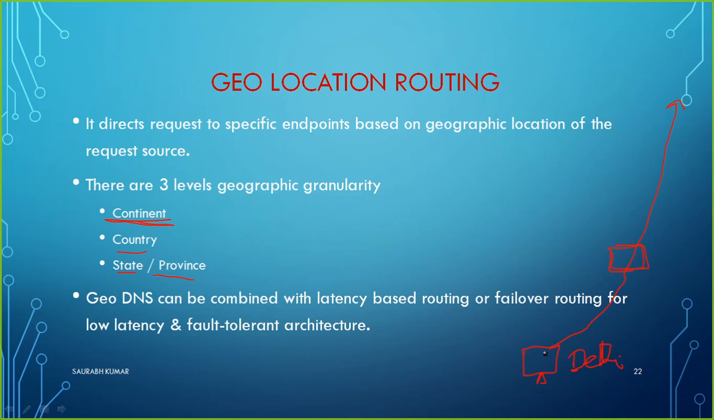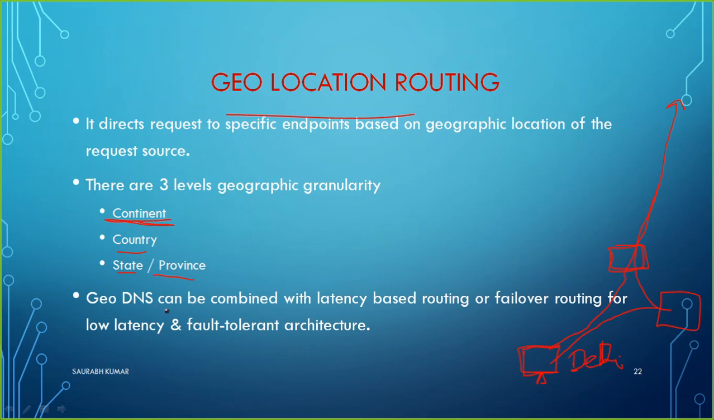So where am I? My continent is Asia. I am in the Asia continent, in India, and maybe in the Delhi state. So what will Google do? Google will check my geolocation and forward my request to my nearest DNS server, which is maybe in Delhi itself, and this server will respond back to me. So now you can imagine how fast the response will be and how good the quality will be. That is called geolocation routing.